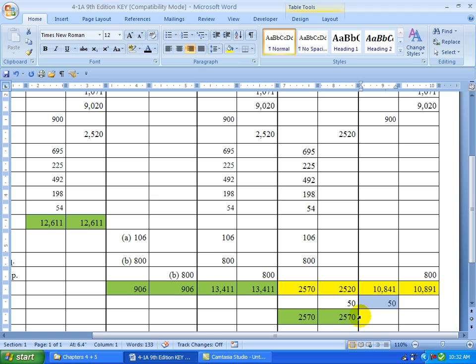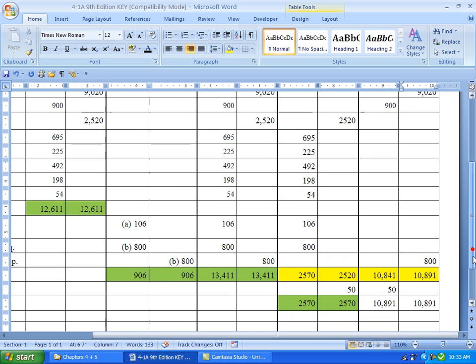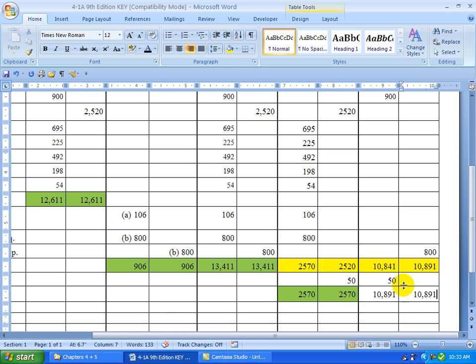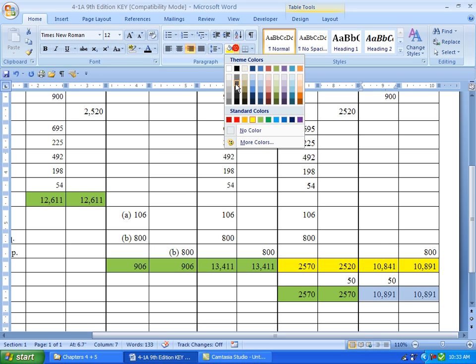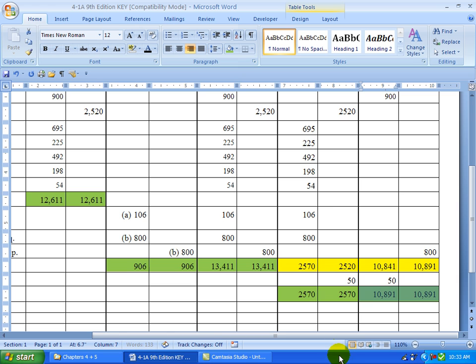And then we're going to finish up by adding those two numbers together. So 10,841 plus 50 is 10,891, and you're bringing this one down, and it's added to nothing, so it's the same number as it was before. And I'm going to show these in green to show that they should be single line above and double line underneath.